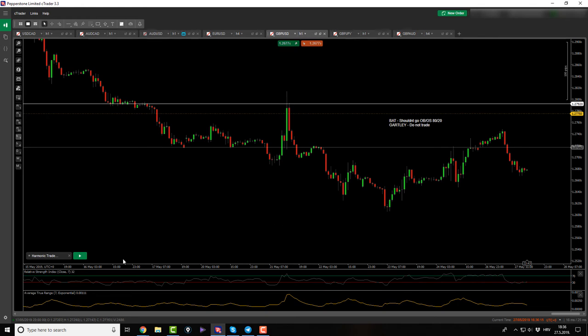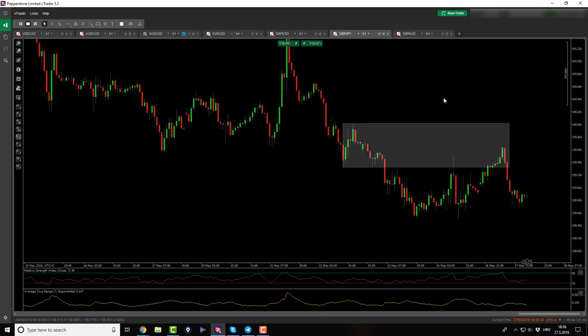Pound dollar, waiting for the cipher pattern. This is what I was waiting for, but I don't think this is a cipher actually, because we didn't get 127. Yes, 126.51. So no cipher pattern for us. Besides this, I have nothing here. Pound yen, price action rolled over, pushed up, rolled over again, and it's currently moving sideways. I guess nothing's happening, so I have nothing on the pound yen.